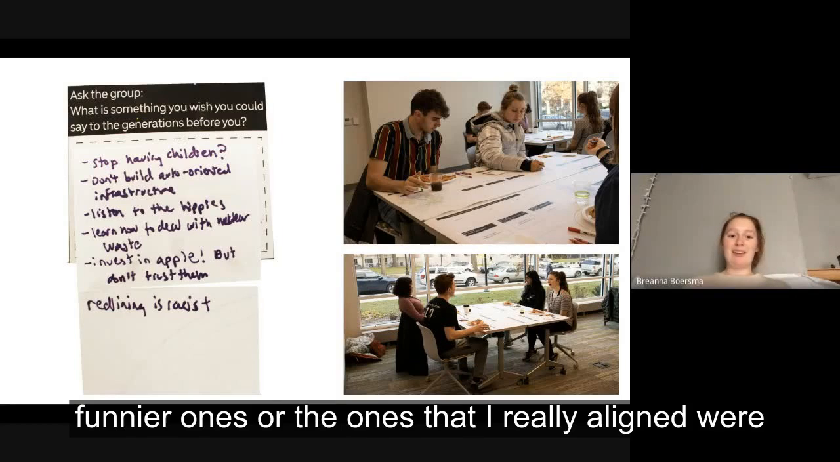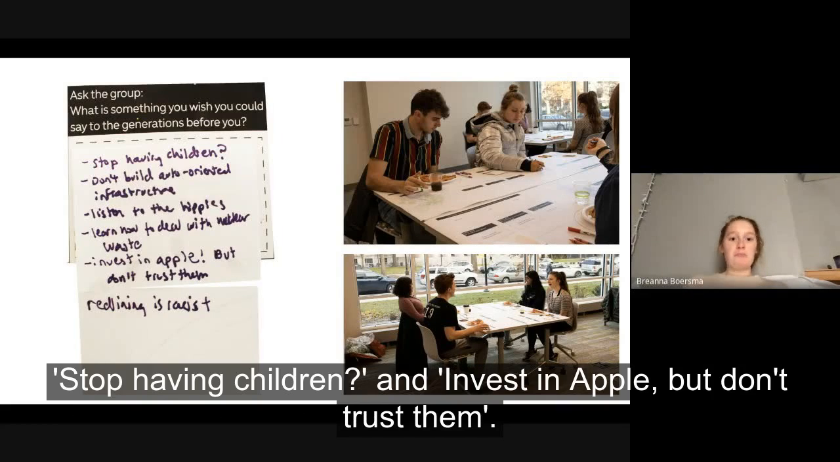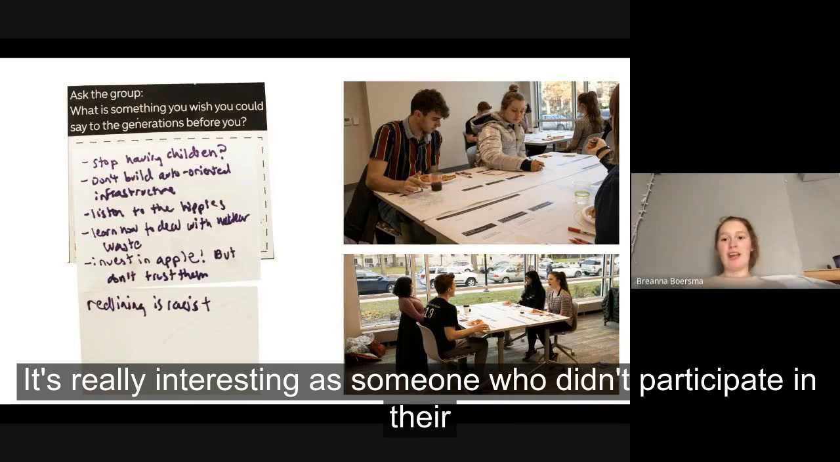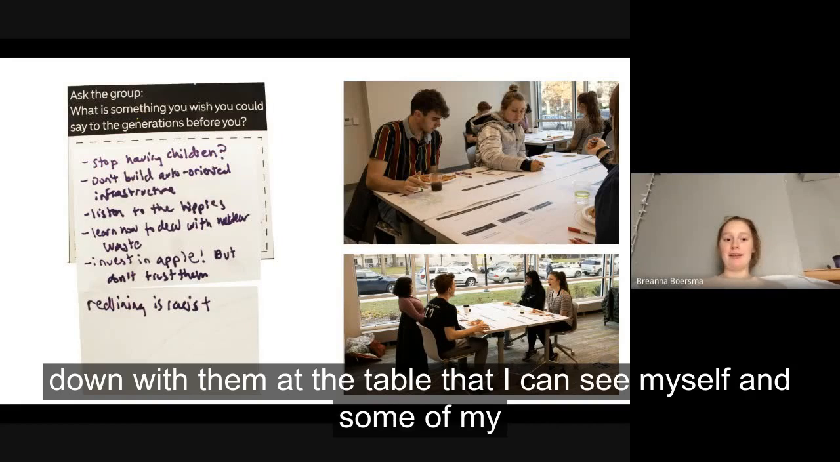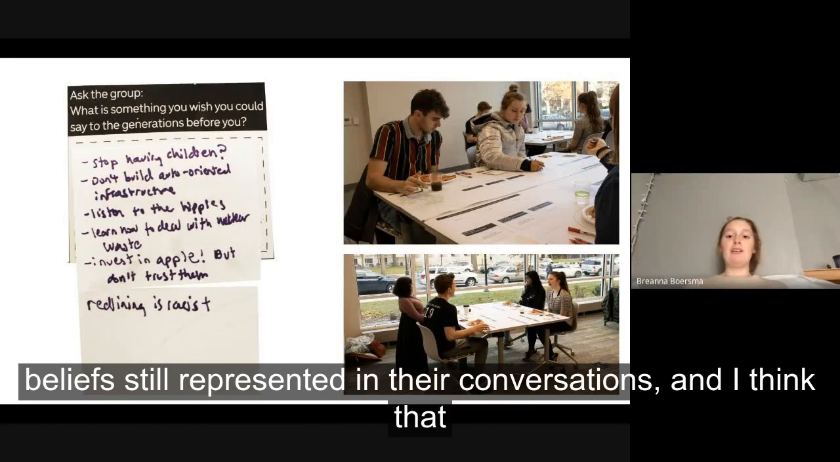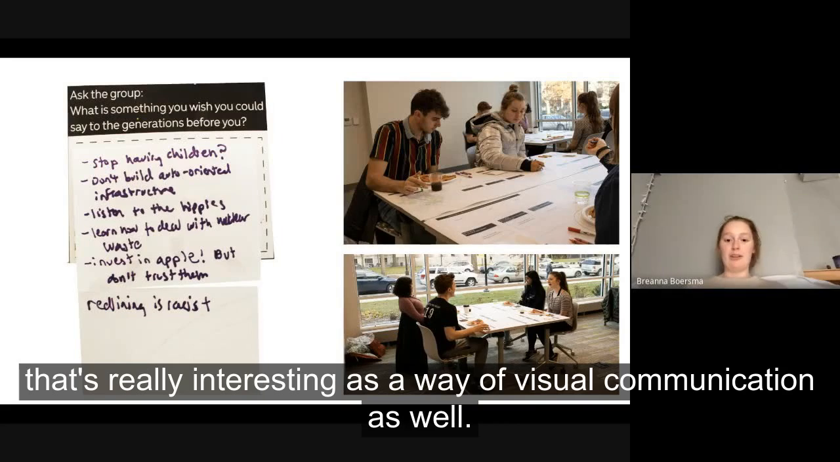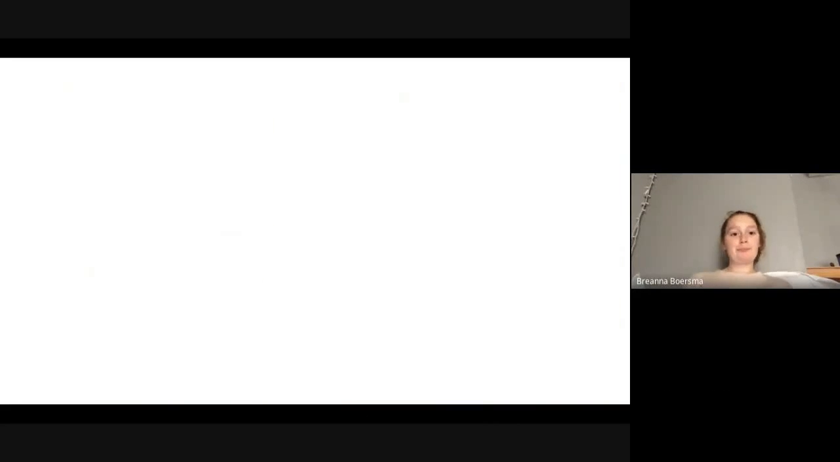Some of the funnier ones, or the ones that I really aligned with, were don't build auto-oriented infrastructure, stop having children, and invest in Apple, but don't trust them. And it's really interesting, as someone who didn't participate in their conversation or didn't sit down with them at the table, that I can see myself and some of my beliefs still represented in their conversations. And I think that that's really interesting as a way of visual communication as well.